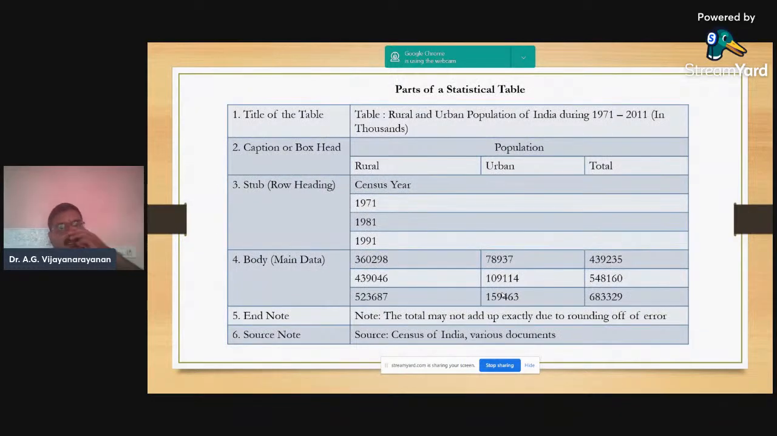Okay, so a statistical table should contain certain components. Number one, it should contain a table name, caption head. This is what we mean by rural, urban, total. These are called legends. Okay, and the row heading, which is called a stub. What is it? Census years. Okay, body of the table, that's where the main data actually comes in. And then end note, if there is any, whether it is in tens or rounding off to the next number, something like that. And the source note, where did you collect this from? Okay, so a statistical table must have all these things.